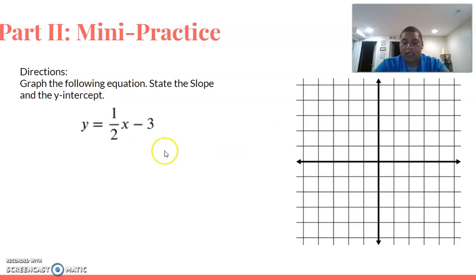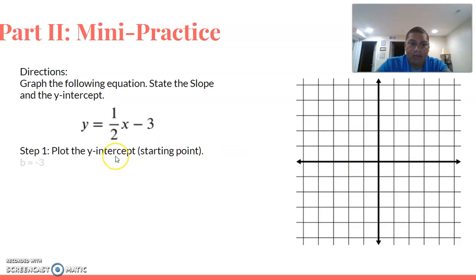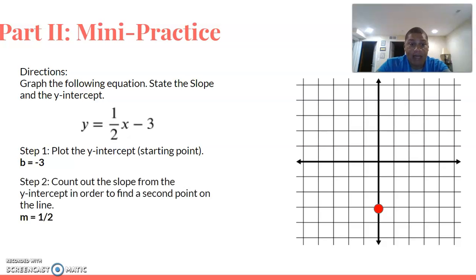Excellent. So hopefully, again, step 1, y-intercept, b equals negative 3. Okay, so I'm starting off on the y-axis, counting down 1, 2, 3. And there is my first point, 0, negative 3. That's the first point, that's the starting point, that's the y-intercept. From there, I count out the slope. In this case, the slope is 1/2. So the slope is up 1 over 2. Rise 1, run 2. And sure enough, there is my second point.